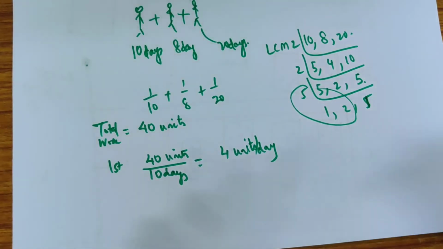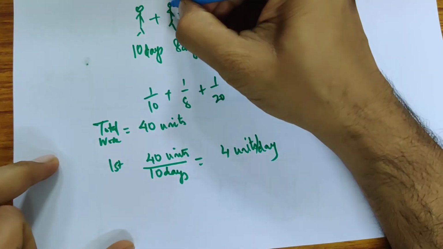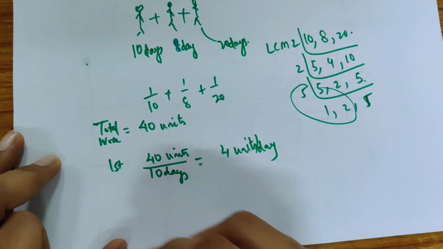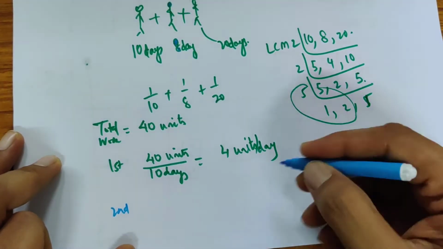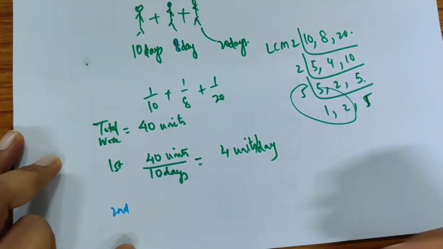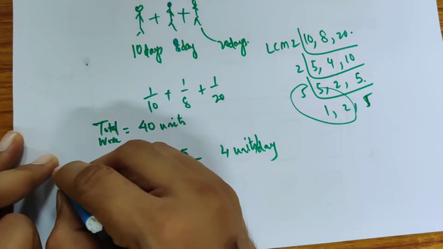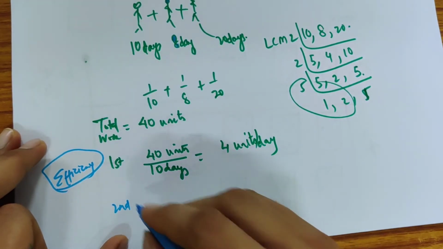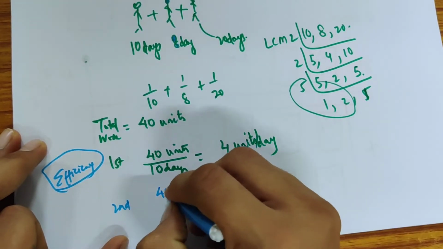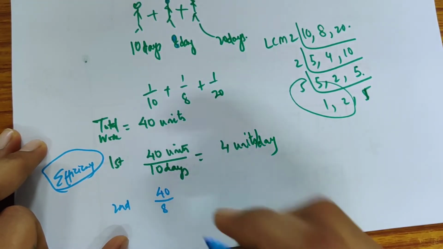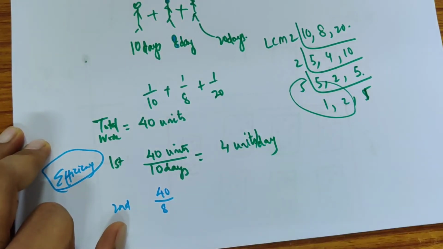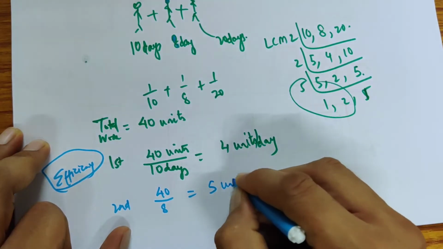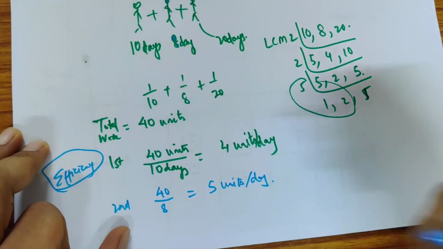Then let's say the second one. Alright, we'll color him a little bit here, and his 8 also has a bit of color. So this is the second person, and this is his efficiency, how much work he does in a day. So the second person's efficiency is the same 40 units divided by 8. Now remember, because it's the LCM, you'll always be able to divide. So this is basically 5 units per day.